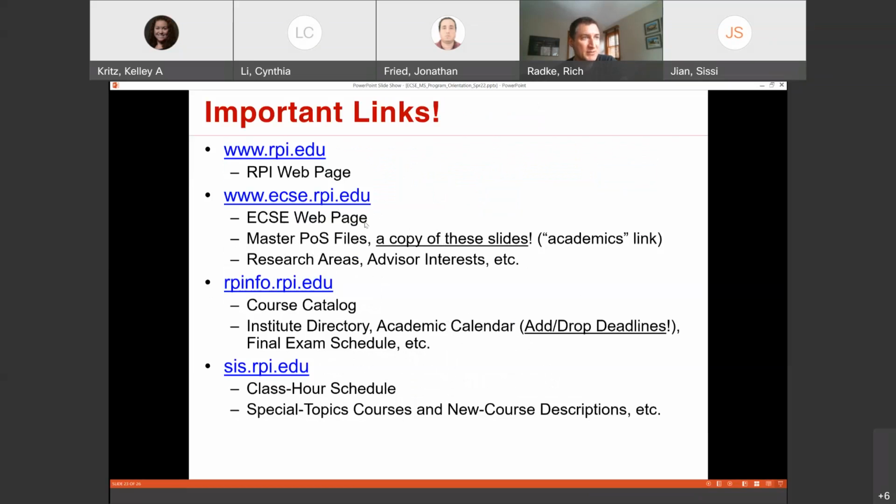And of course, if you're already RPI students, you know about the other stuff, SIS and RPI info and so on. Most of that stuff is very much the same if you're a current undergraduate going into graduate school. And I think it's all pretty self-explanatory.